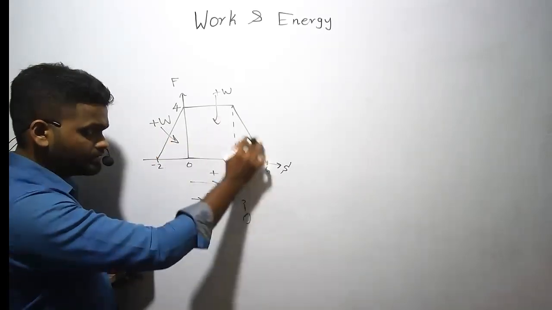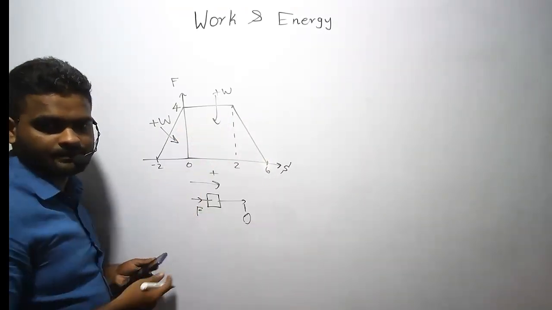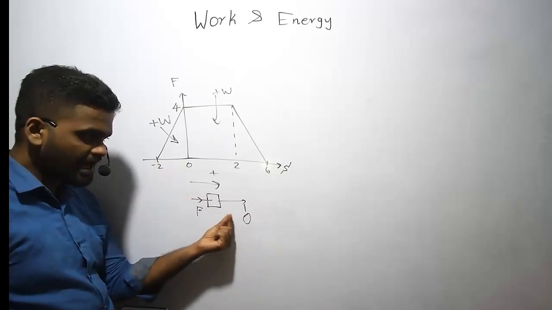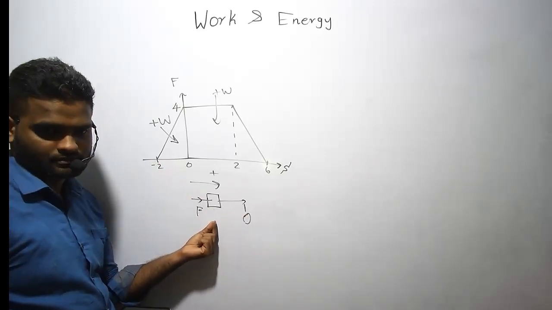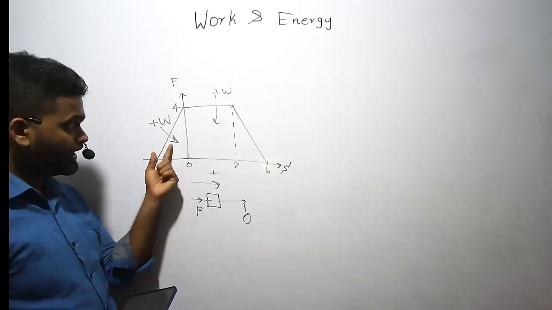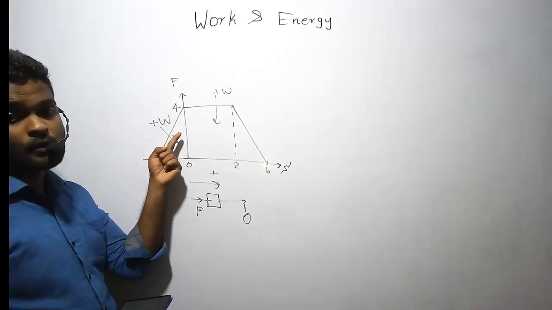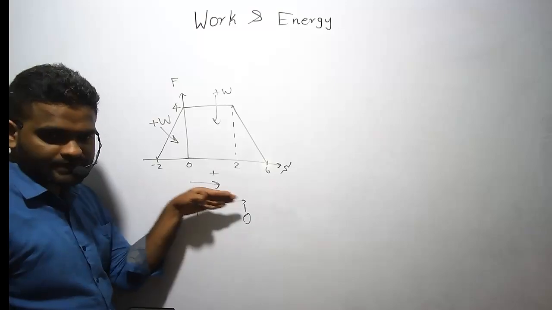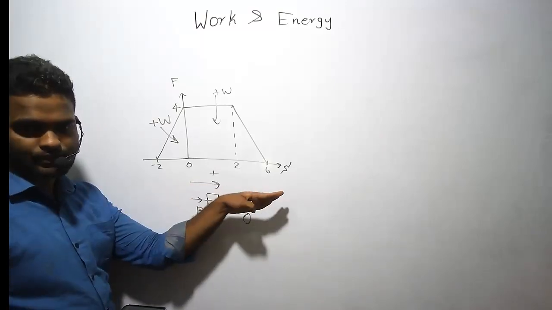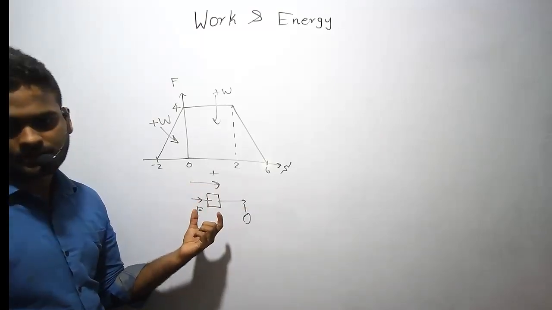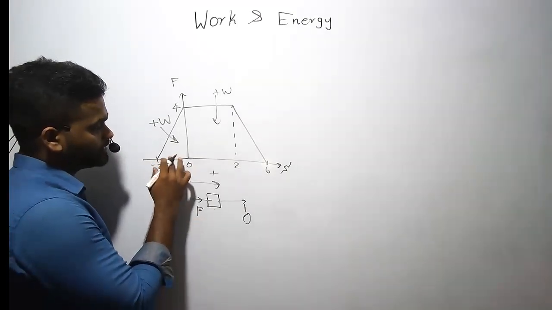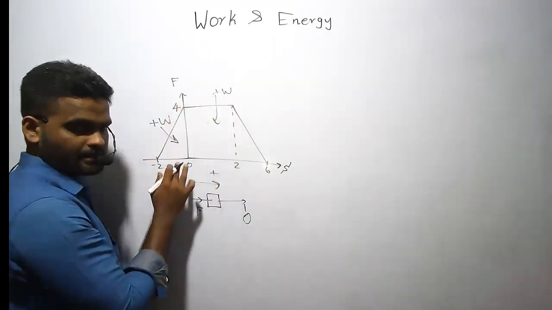So you just have to take the whole area as the work. Understood? Negative displacement means it is behind origin. That's all it means, right? So you have to add this. This is a positive work because the direction of force and displacement is the same direction. So it does a positive work. So just find the total area.